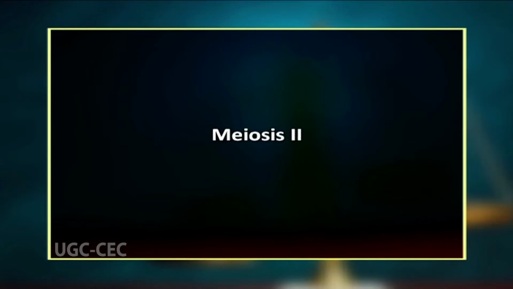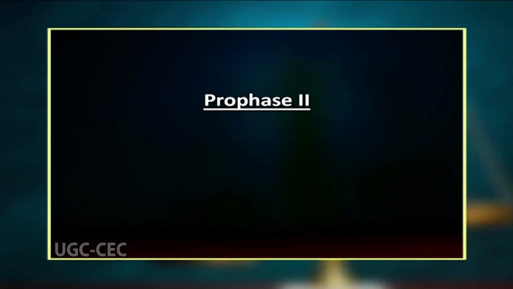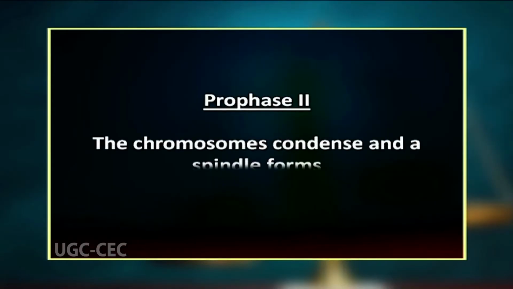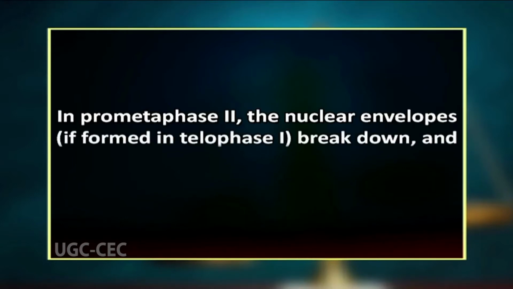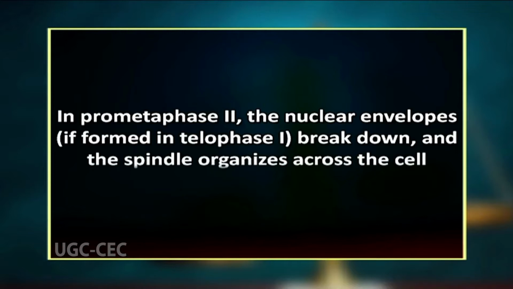Now coming to meiosis second. No DNA replication occurs between meiosis first and meiosis second. Meiosis second is similar to mitotic division. In prophase second, the chromosomes condense and a spindle forms. In prometaphase second, the nuclear envelope, if formed in telophase first, breaks down and the spindle organizes across the cell.